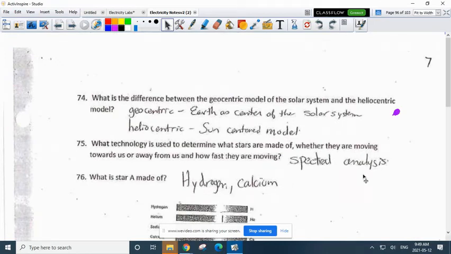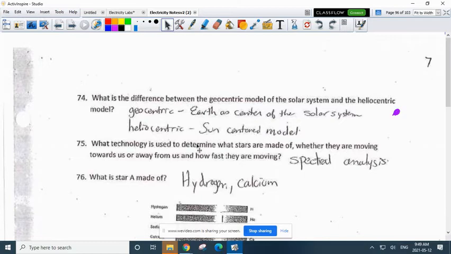Okay, and so let's go ahead and look at space. What's the difference between the geocentric model and the heliocentric model? The geocentric model has the Earth as the center. The heliocentric model has the sun at the center.